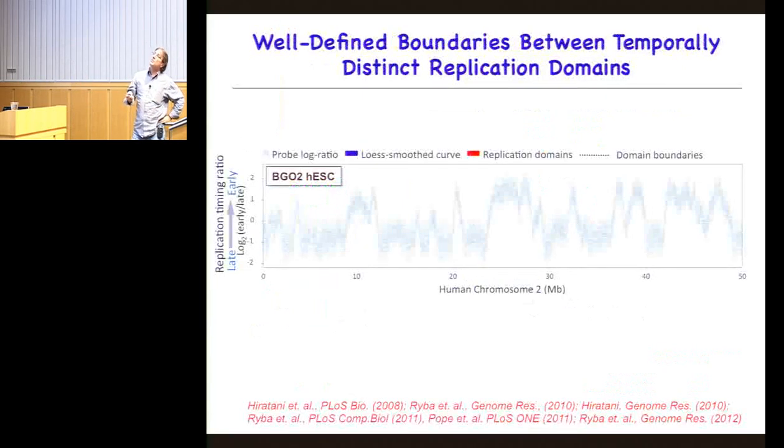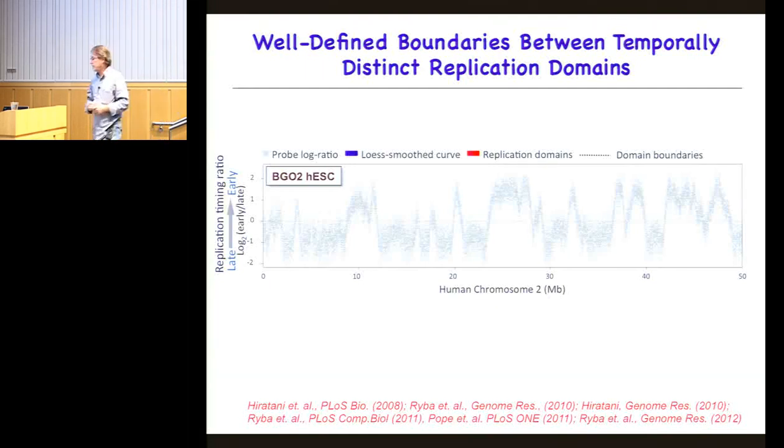And what you can see is that if we express, this is along the length of a chromosome, 50 megabases, and on the y-axis is replication timing expressed as a log ratio of enrichment in early S versus enrichment in late S. And right away you can see that there are in fact these large megabase size domains that replicate fairly synchronously, separated or punctuated by what we call temporal transition regions, or TTRs.